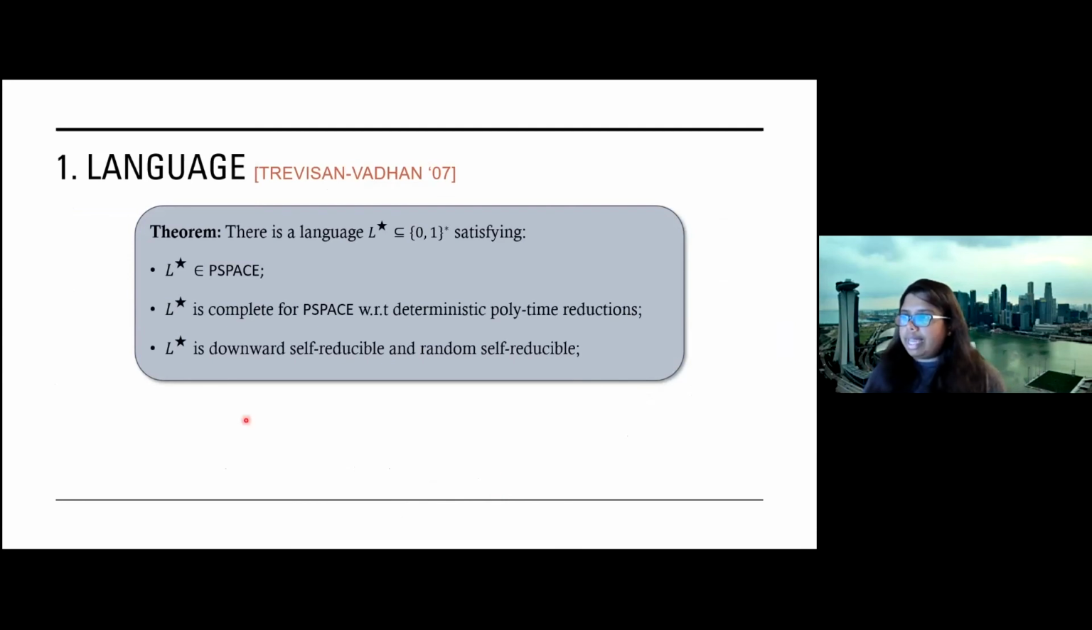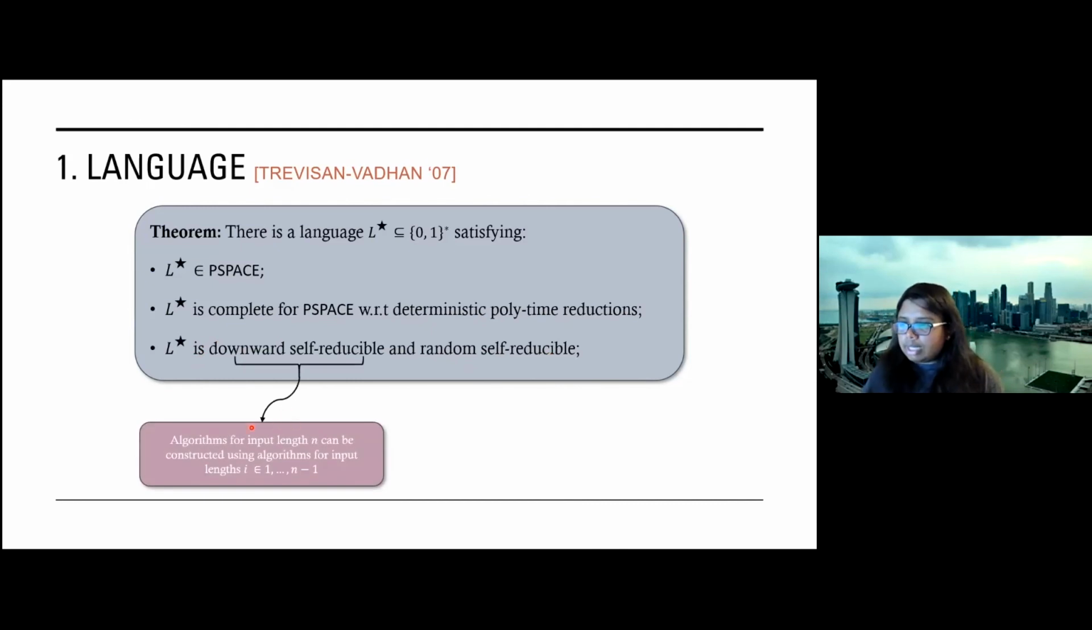So the language just comes from the construction by Trevisan and Vadhan. And the properties are that it's complete for PSPACE with respect to deterministic reductions. It is downward self-reducible and random self-reducible. What does downward self-reducible mean? Essentially it says that if I want to construct an algorithm for input length n, as long as I have algorithms for smaller input sizes, 1 to n minus 1, then there is a constructive way, a recipe, for me to construct the algorithm for input length n.